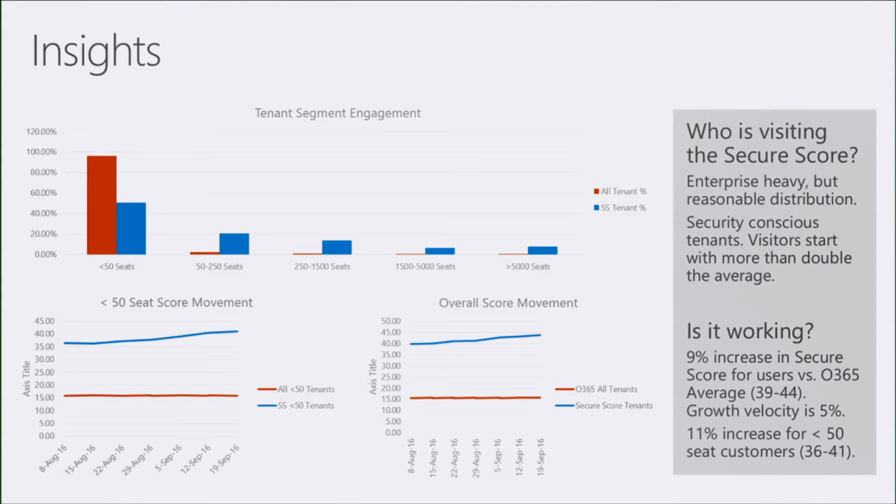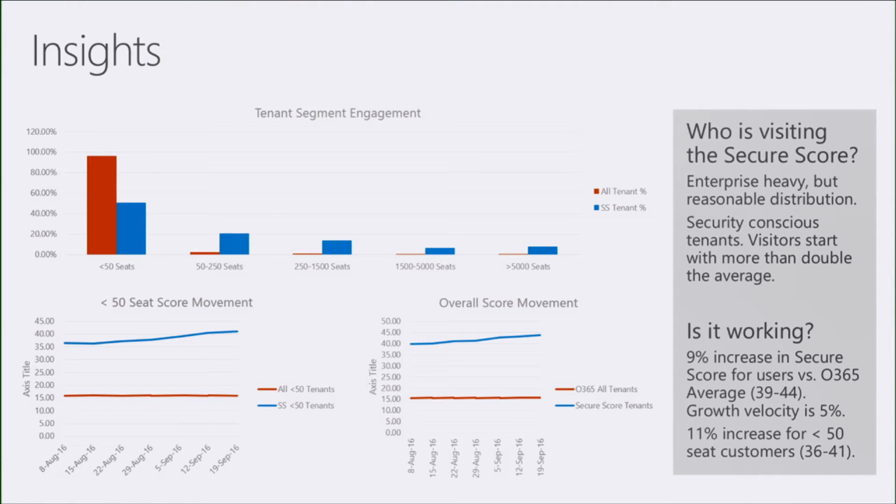One thing that I did discover is that they're all very security conscious. The people that have visited the score to date have approximately twice the average. So for a 50-seat customer, where the score would be about 15, their score might start out at, say, 30. So the people that are coming to visit the score in the first place already are starting with a higher score. I was like, well, dang it, they have a higher floor that they're starting from.